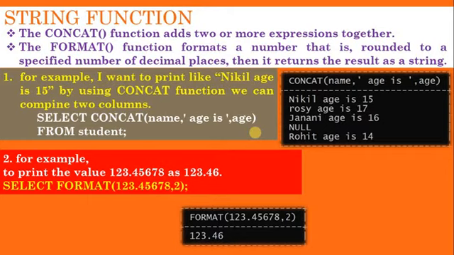The FORMAT function formats a number rounded to a specified number of decimal places. Then it returns the result as a string. See this example. SELECT FORMAT of 123.45678, comma 2. Here we are passing two arguments. The first one is the value, the second one is the number of decimal places. Here 2 means how many characters to display after the decimal point.